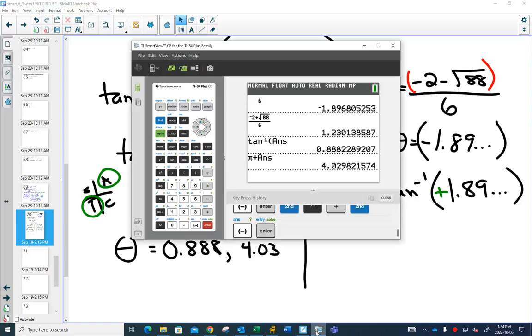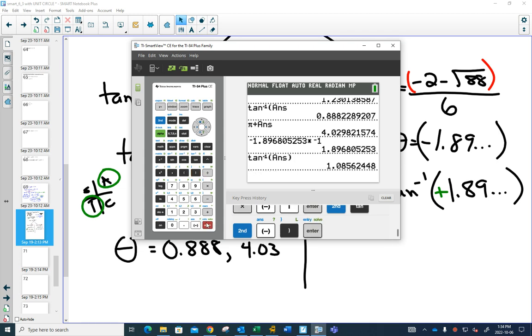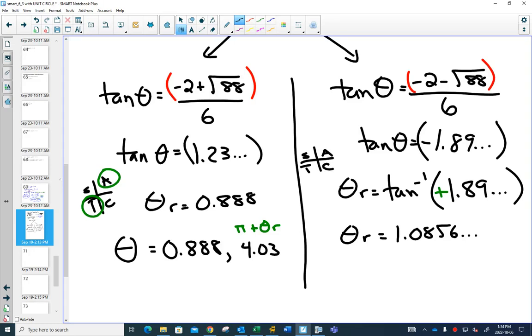And so if I go to my calculator and I take this answer that I had before, I multiply it by a -1 to make it positive. Now it's a positive number. I can go tan inverse of that answer and get my reference angle is 1.0856. Then according to my CAST rule, since tan is negative, I'm going to look in quadrants 2 and 4.